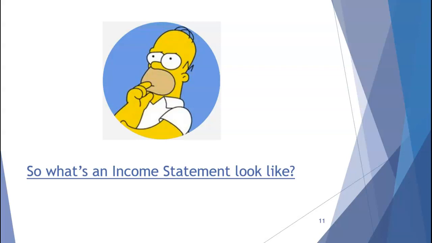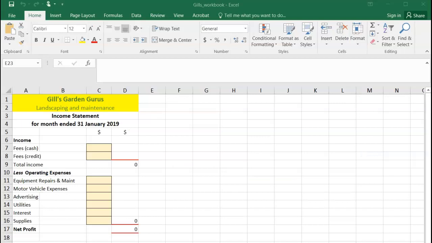So let's have a look at an income statement and see what it looks like. And here we go, pretty straightforward. You need to transfer the items. You've already been given the headings under income and less operating expenses to work out your net profit. You put the totals in the orangey or buff coloured column there, and the totals will then automatically total across into the income and total operating expenses to work out what the net profit is. Just quickly looking at the income statement, it has the heading for the month ended 31 January 2019. So that means we're doing reports for the month.